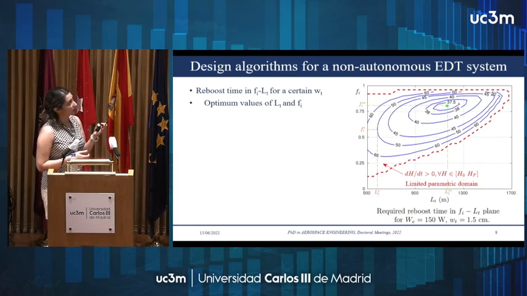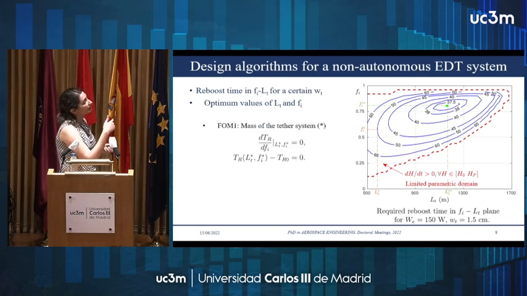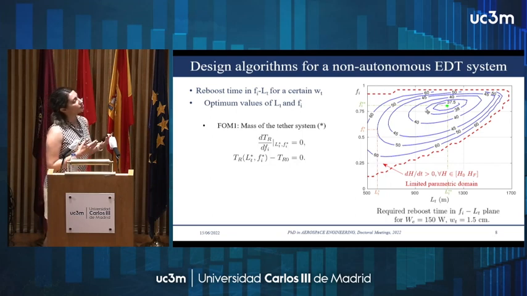In the first case, when the power is given, for a certain value of tether width, we can compute the reboost time in a plane of tether length and insulated fraction, and these iso-lines are reboost time, and we can find the optimal values of tether length and insulated fraction for both figures of merit.